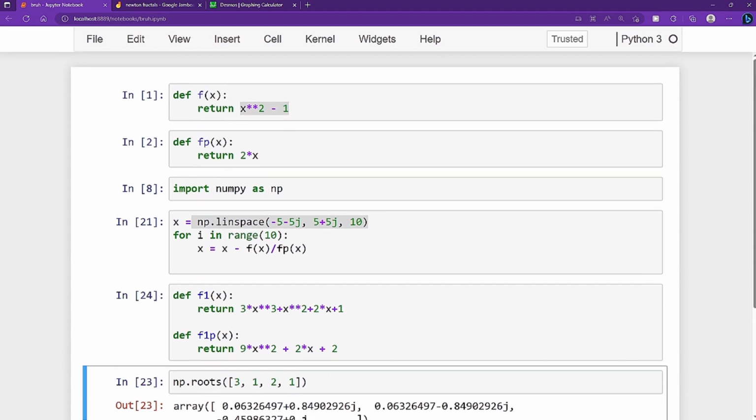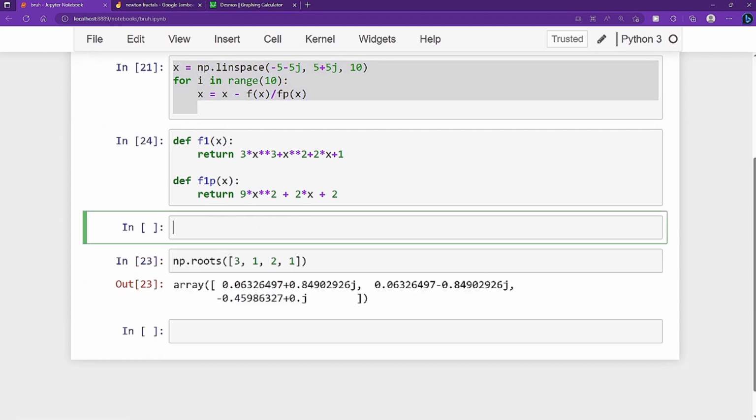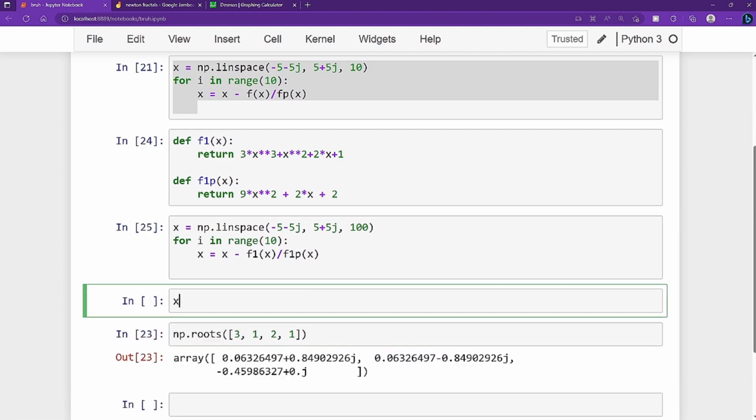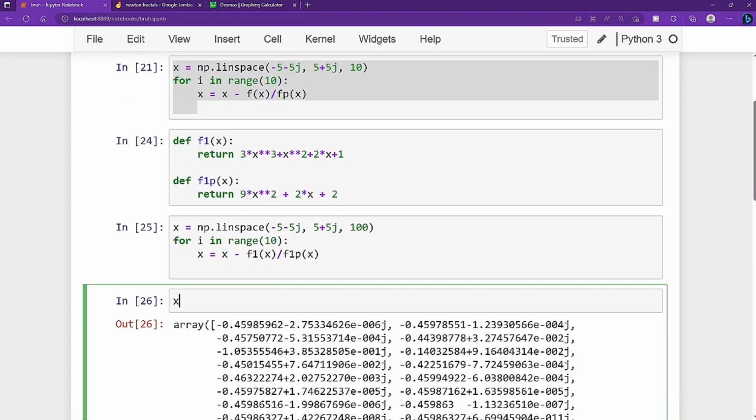So let's try to apply this Newton's method over here and see what we get. So I have a linear space again from minus 5 to plus 5, and we have like 10 values. Let's say we increase that to 100, and we again do the same thing. Instead of f, we do f1, and we solve for x. And there are a lot of values here. Now what do I do with that even? So I'm going to turn it into a set so we have a better understanding.